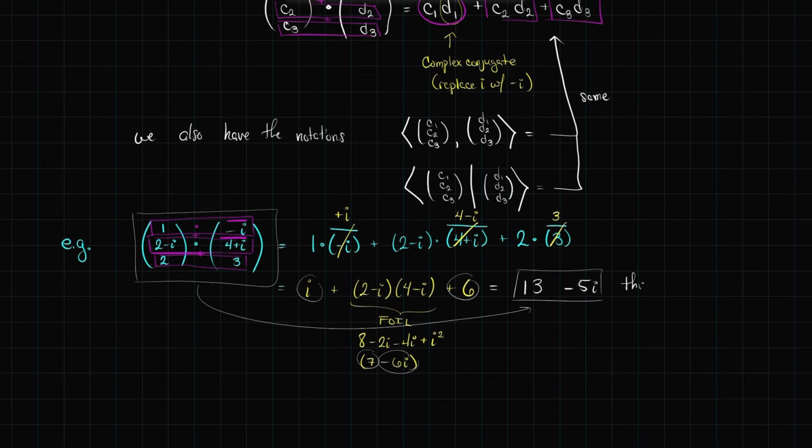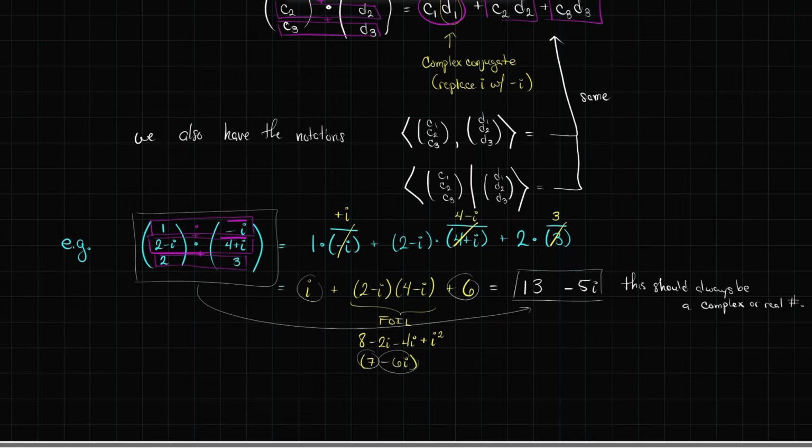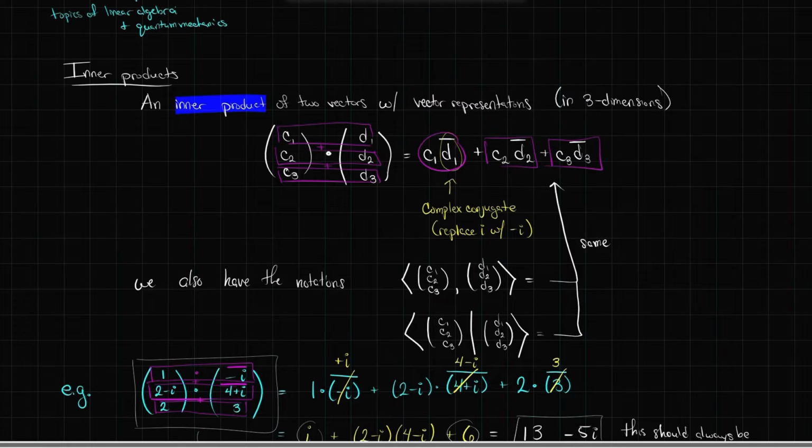This should always be a complex or real number. You should never end up with a vector after an inner product. That's a very common mistake students will make. For some reason, they do something incorrectly and end up with a vector after taking an inner product. You should never end up with a vector after taking an inner product.